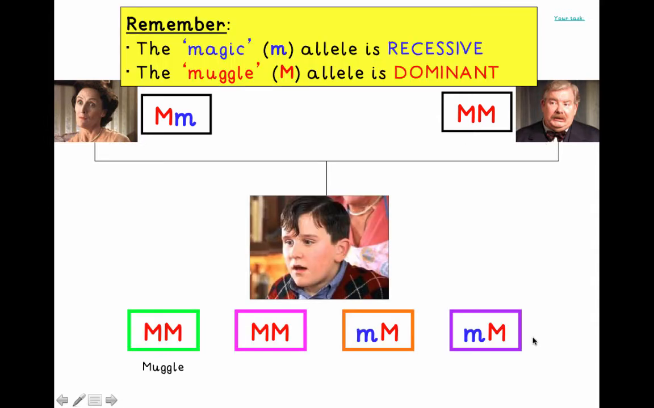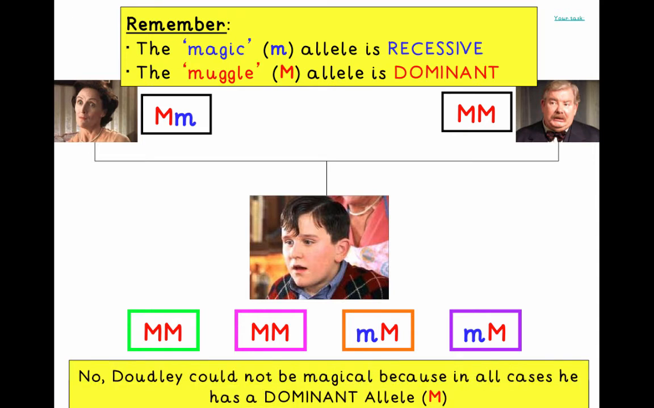So in this case, all of them will be muggle, and Dudley could definitely not be magical because in all cases he has a dominant allele. You guessed correctly. If the parent has both dominant alleles, there is no chance for the child to be magical.